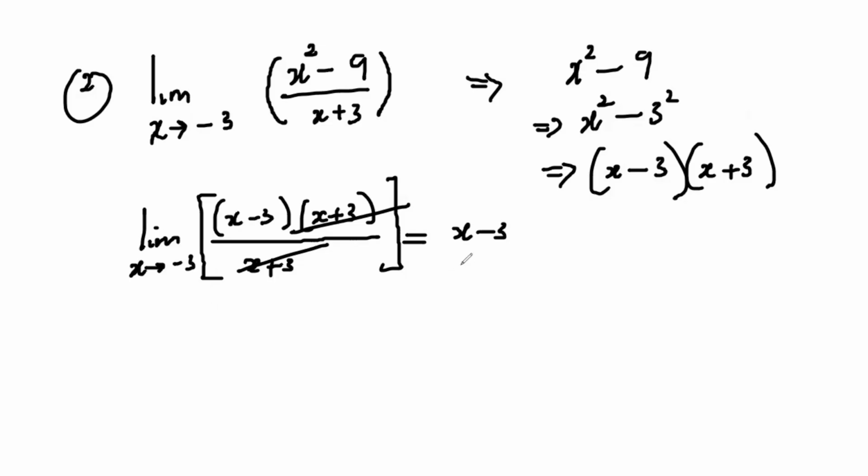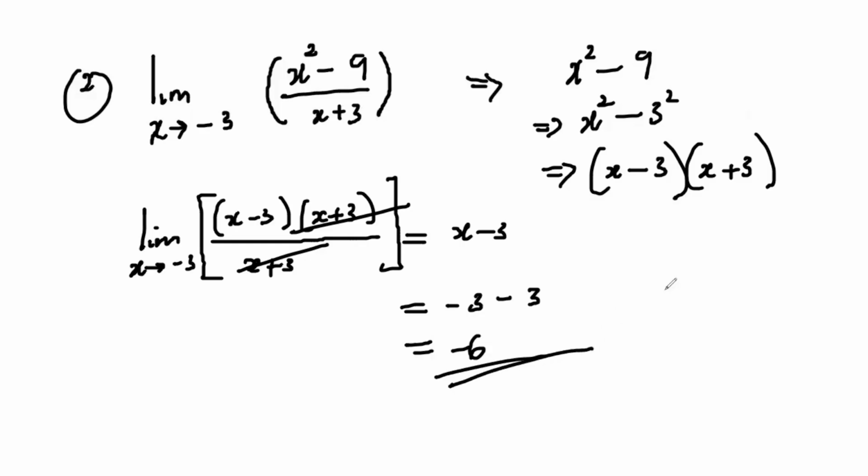So if we fix the value of x that we have here, x is giving us minus 3. So we have minus 3 minus 3, and everything is equal to minus 6. So this is it.